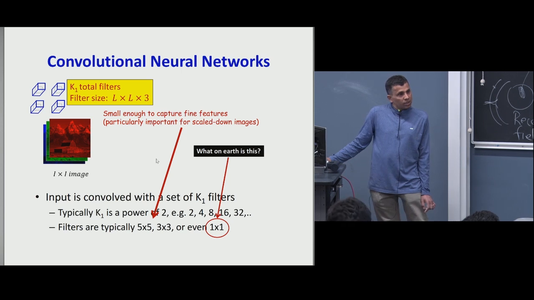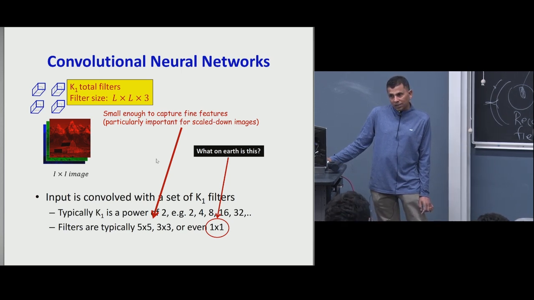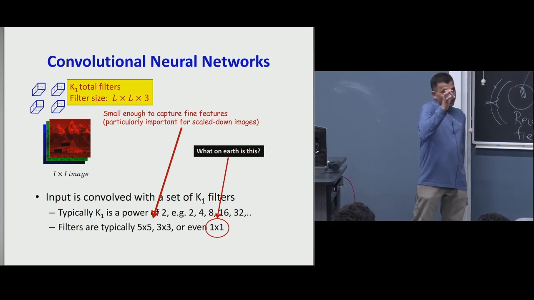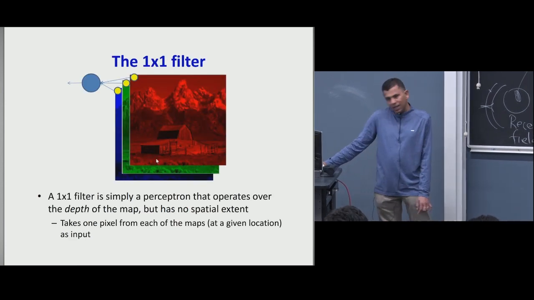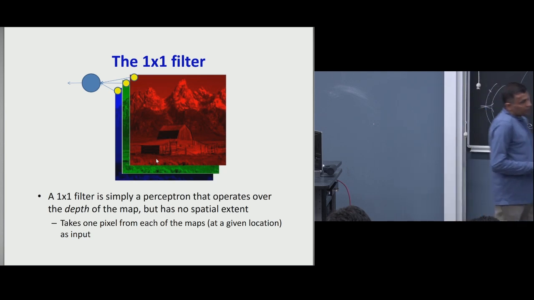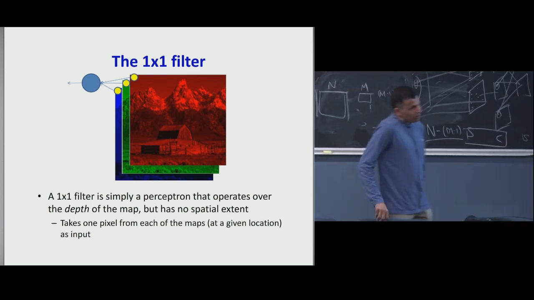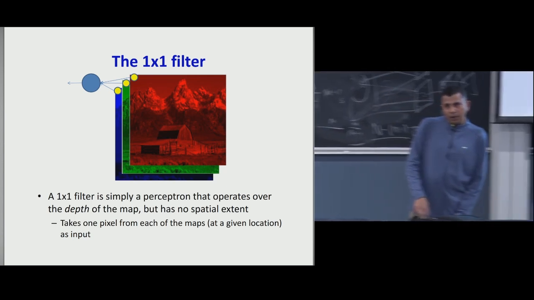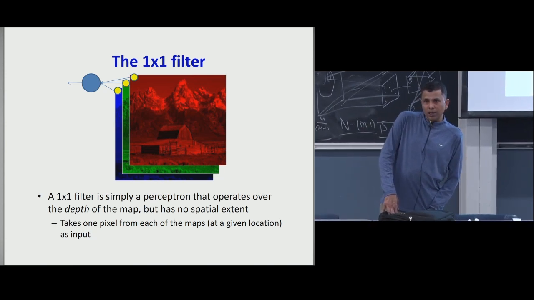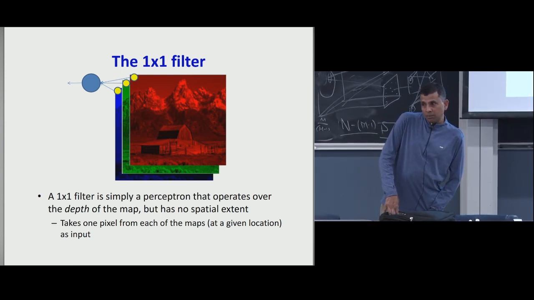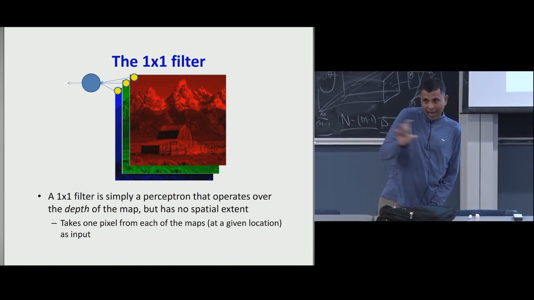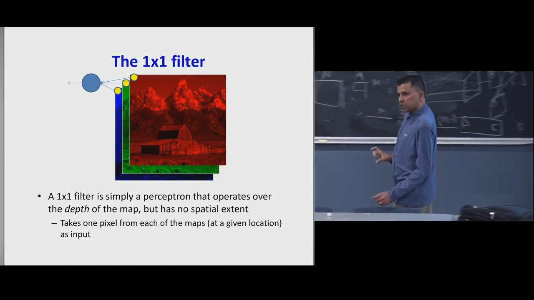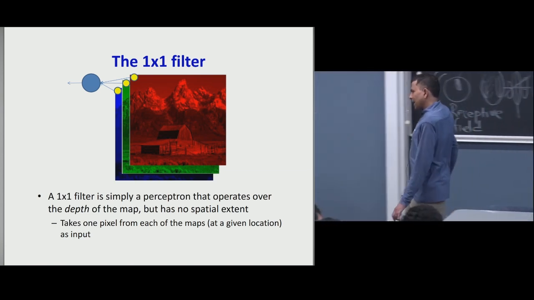Now, what is the strange business of a 1 cross 1 filter? That's really not looking at a pattern, right? It's not looking at a span. It turns out that's simply a simple MLP, a simple perceptron, which is looking at many inputs at the same time and producing many outputs at the same time. It's just one multi-output perceptron which is scanning the image, right?